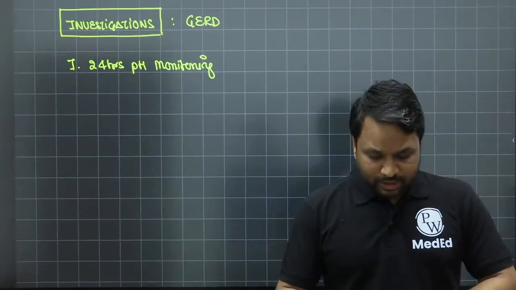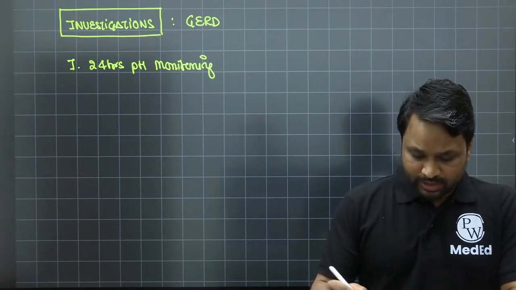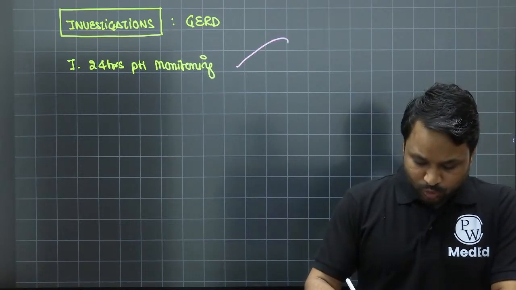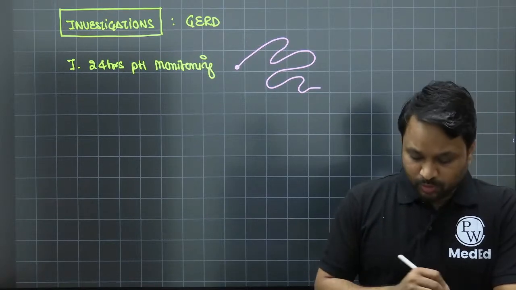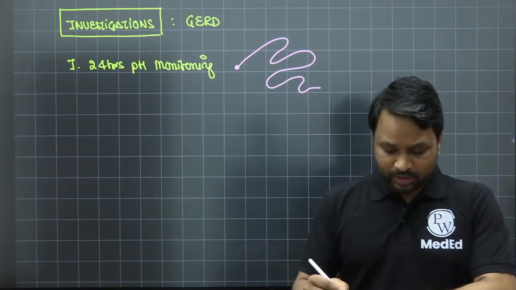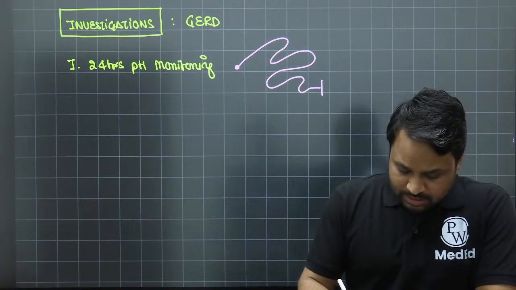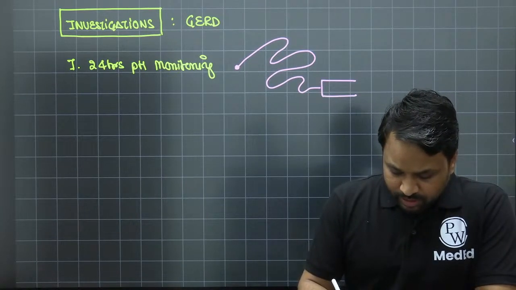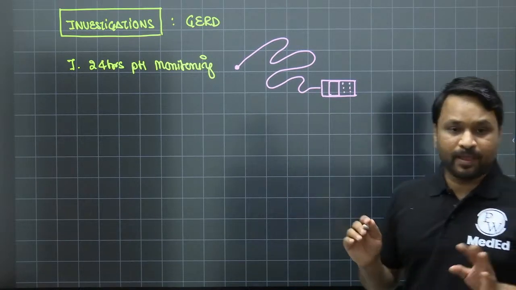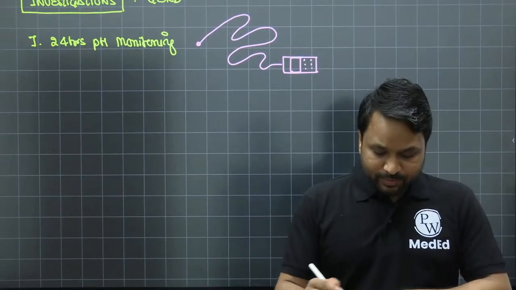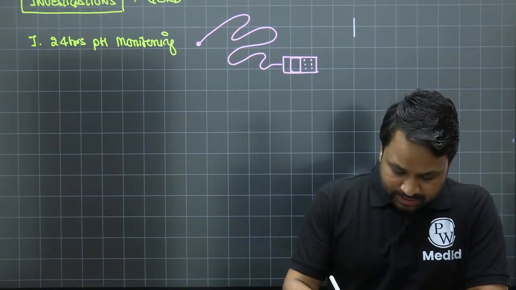Now, what is this 24 hours pH monitoring? Normally, when you look at this, there is this pH probe, and this probe will go into your stomach. We'll show it in a while. Nowadays most of them are ambulatory. So there is this recording device that is going to be present, and we are going to insert the probe into the patient.